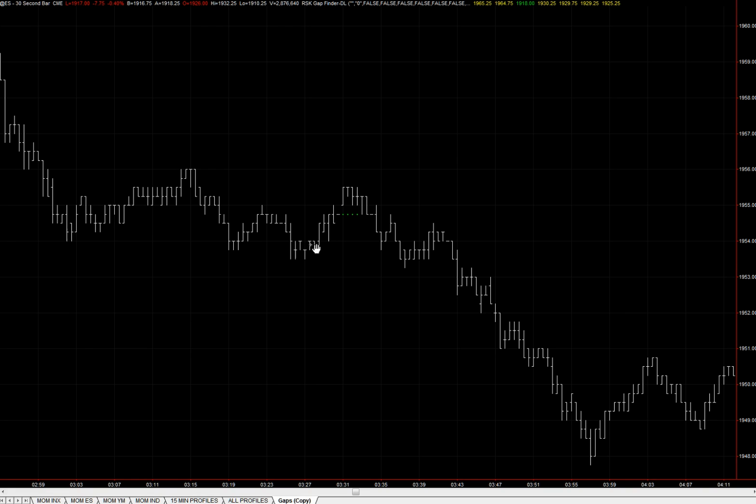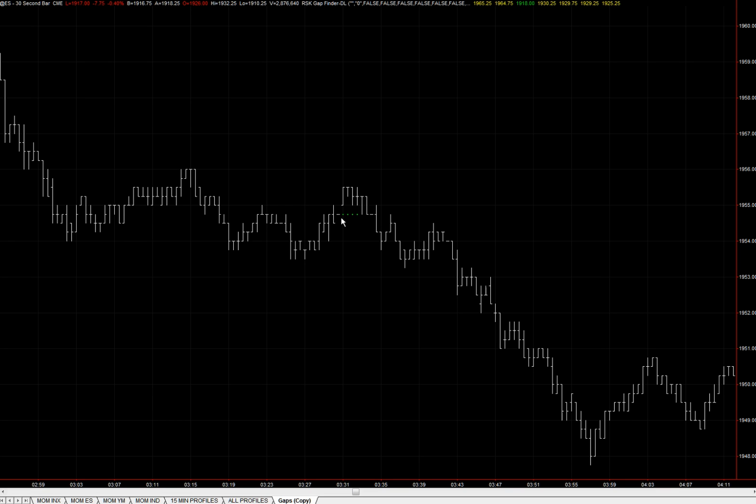The gap is defined as the difference between the open of the current bar and the close of the previous bar. If the open of the current bar is higher than the close of the previous bar, you have a gap. Why is that significant?